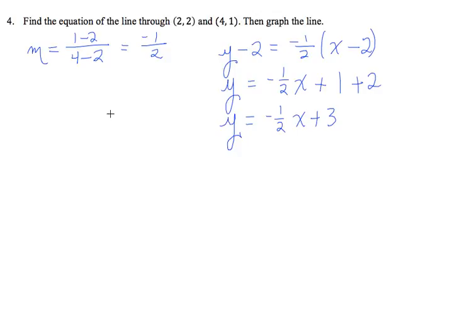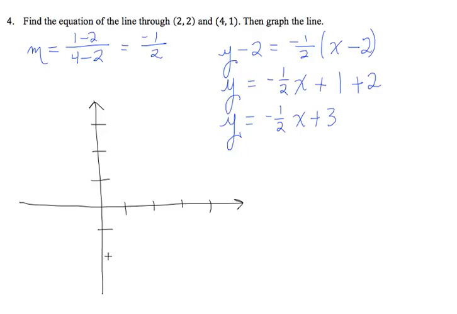So let's sketch a graph here that's somewhat accurate. I'm going to take it out far enough to include the 2 given points as well as this y-intercept here. Go 1, 2, 3, 4, 1, 2, 3. Okay, so the line goes through (2, 2) and (4, 1).